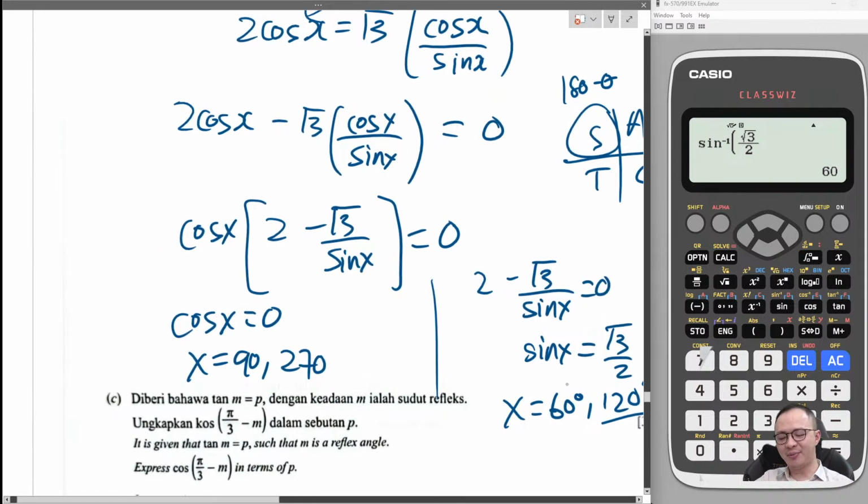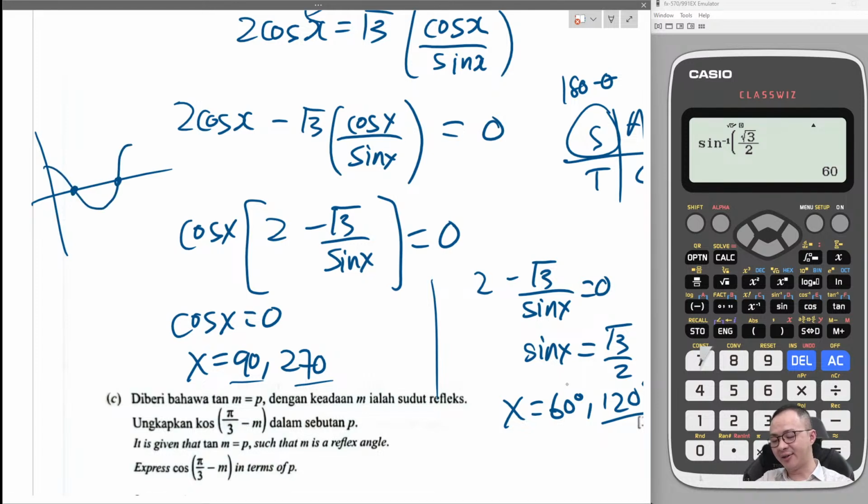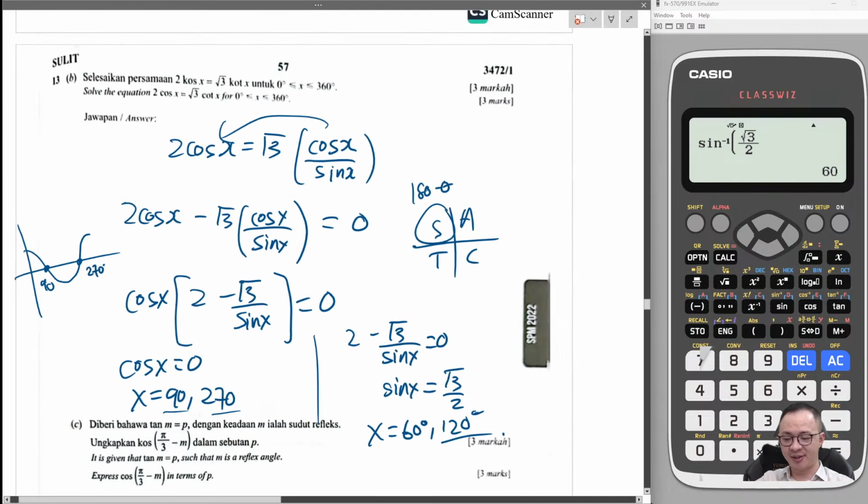And how do I remember 90 and 270? Because I memorized the cos graph that gets 0 at 90 degrees and 270 degrees. Because eventually you need to learn how to sketch a graph, right? So I strongly recommend students to memorize all the necessary angles. Okay? Cool? Easy peasy.